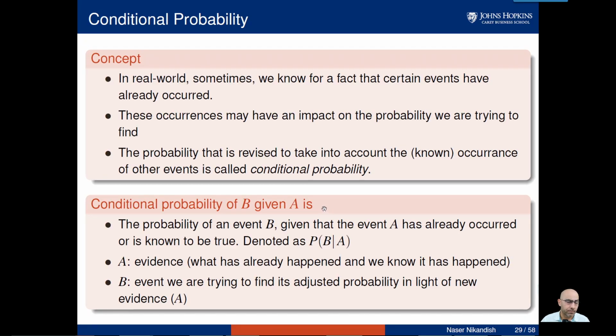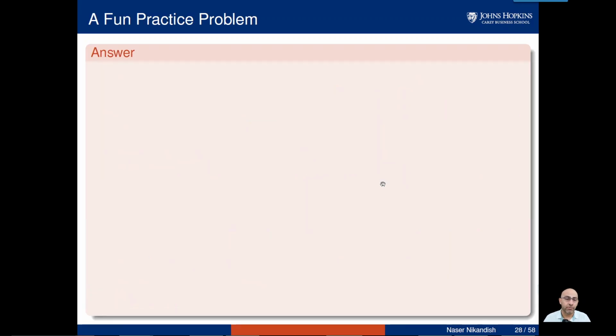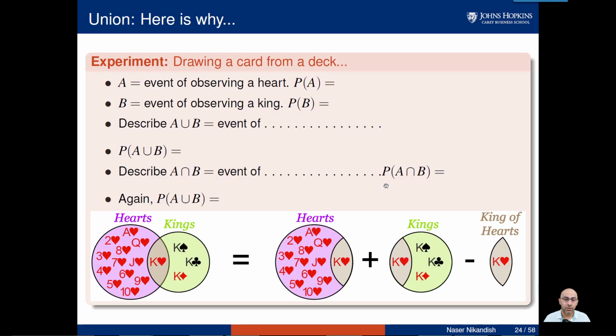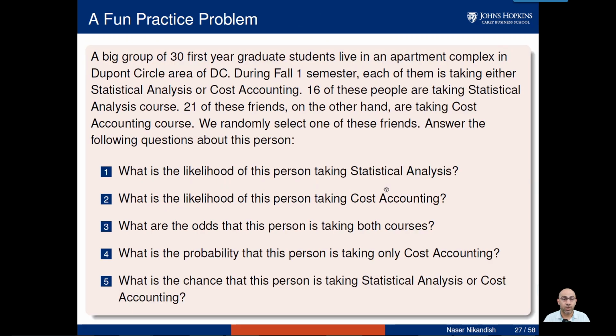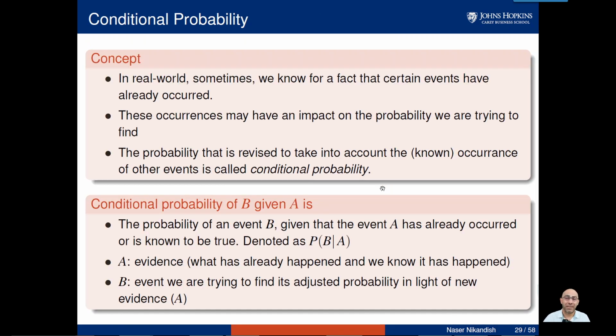Let's move on to the very important concept of conditional probability. So far, in everything that we have done in terms of probability calculation, we have assumed that we don't have any additional information. Oftentimes, after getting some information, you need to go back and adjust your probabilities. We do this in our head all the time as well, right? But we don't call it conditional probability.